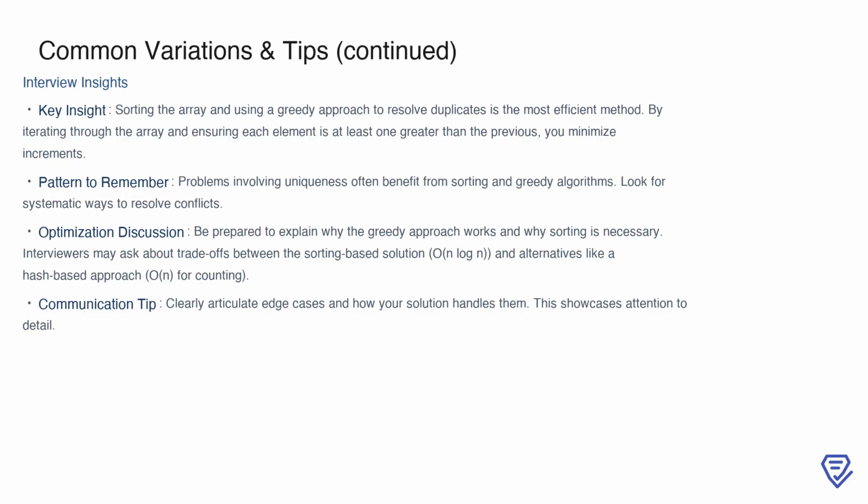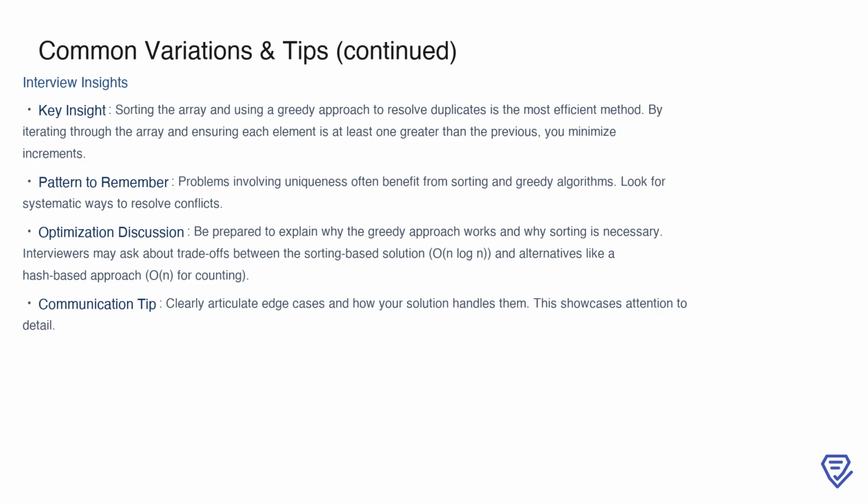The most efficient method combines sorting the array with a greedy approach to resolve duplicates. By iterating through the array and ensuring that each element is at least one greater than the previous, we minimize the number of increments required. This approach is systematic and aligns with the problem's constraints.